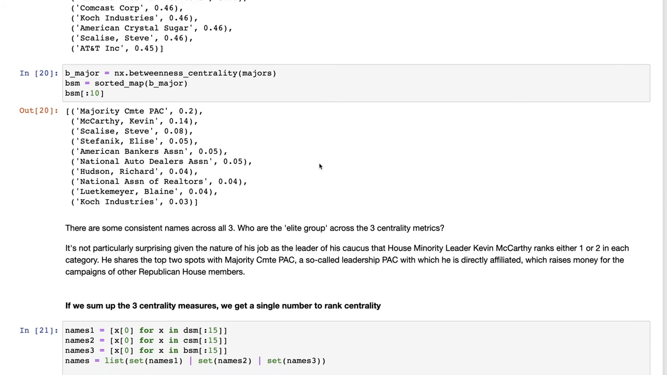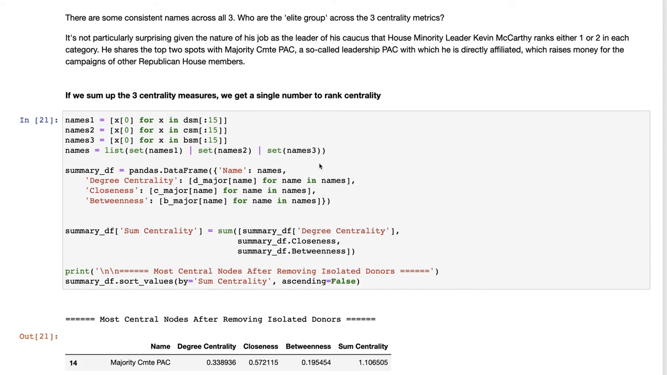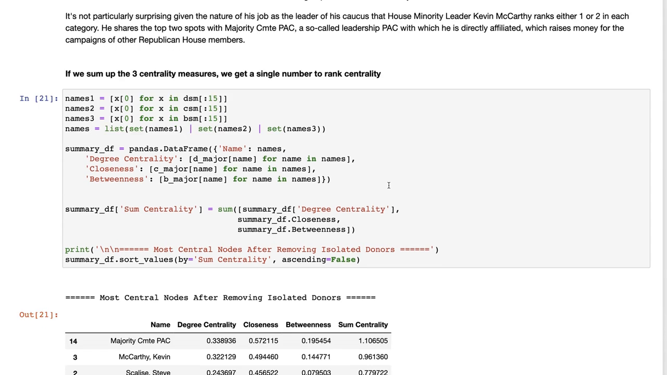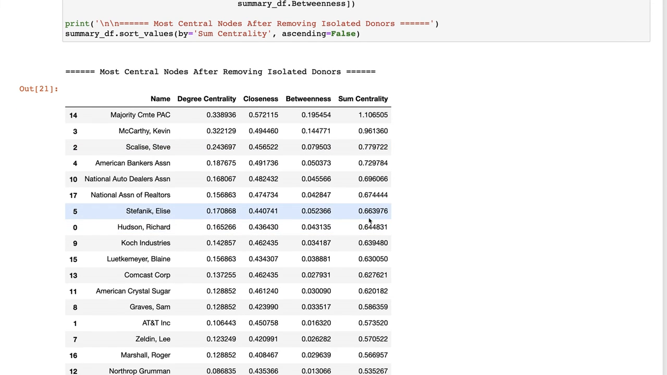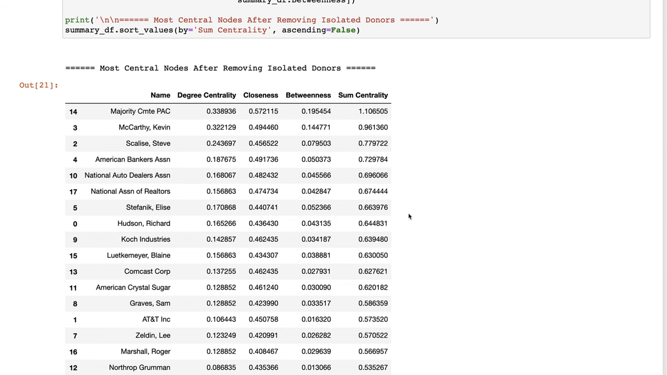And when we add up all those 3 measures and sum things up with one centrality score, we see that the super PAC is the most central, followed by the House Majority, House Minority, and House Whip, Kevin McCarthy and Steve Scalise. And then the third name, the third representative in this group, is Elise Stefanik. She was not third in power in this group as of these donations, but as of a couple weeks ago, I think, she got voted into that spot.